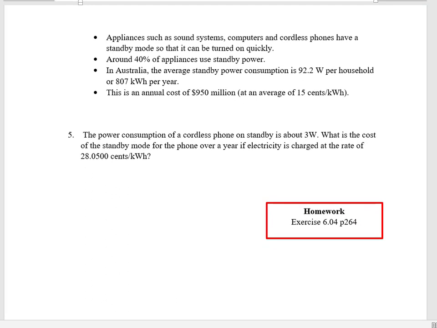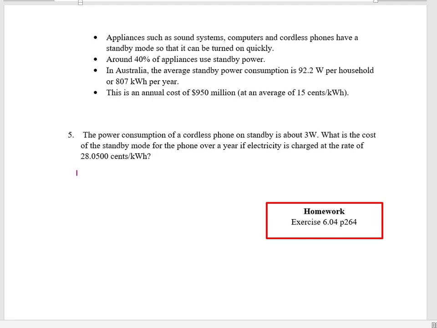Now, the other thing that uses up power is the fact that all of our appliances nowadays have a standby mode. And that standby mode means we are still using power even when the television or anything like that is not in use, like the cordless phone. So let's have a look at doing this last question. Find the power consumption of a cordless phone on standby. What is the standby cost for a phone over a year if the electricity is charged at a rate of 28.05 cents per kilowatt hour?